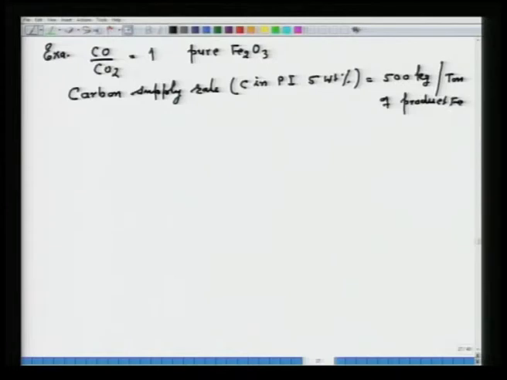Okay. This is the problem. Now, we will find out what is the enthalpy supply, in kilojoule per kg mole of product iron.